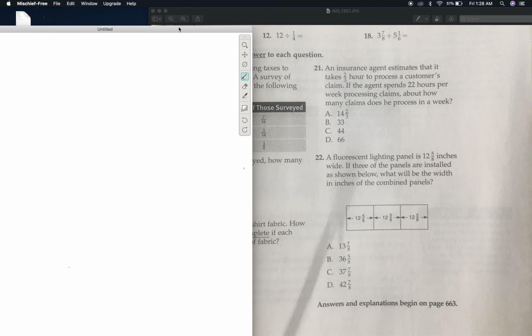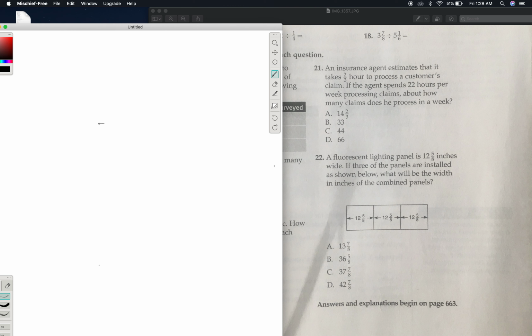So let's see, so 400, we need to multiply that. 400 times 3 over 16. And remember, we need to make 400 into a fraction. Just add a 1 so it keeps the same value of 400. Can this be reduced? This cannot. This can, because 16 goes into 400 25 times.